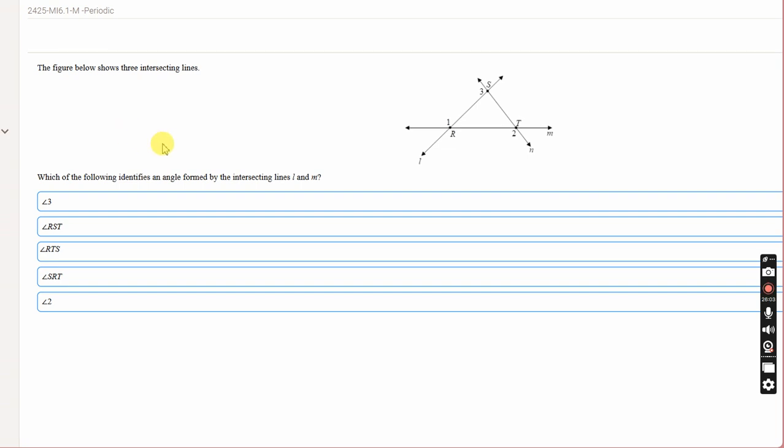Next, here, identify an angle formed by intersecting lines L and M. So lines L and M are this one and this one. Now when these two rays intersect, that's where the angle is formed. Angle 3 is up here. Nope, that is on lines N and L. So no, we're not going to choose that. We need L and M, these two.